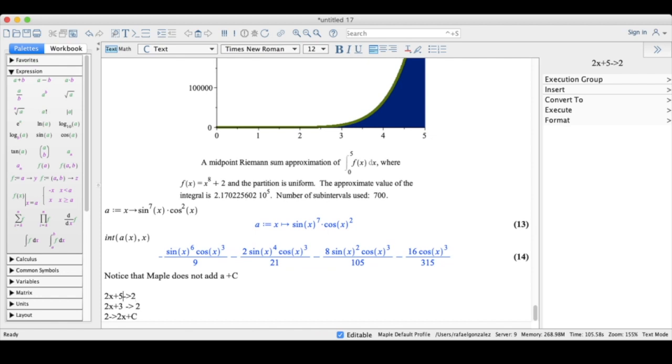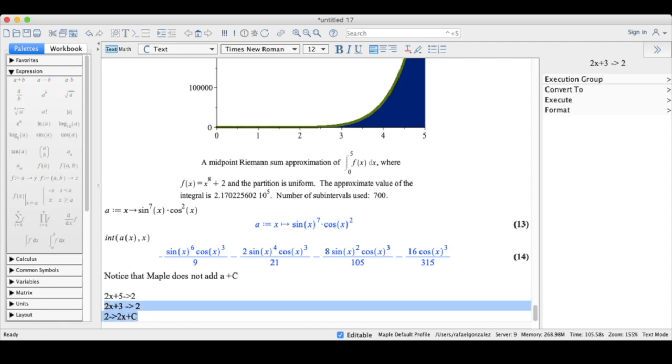In this case, the constant was 5. In this case, the constant is 3. So that's why we always add this plus c, because these derivatives are not unique. We always have to account for the constants that we get rid of when we take the derivative.